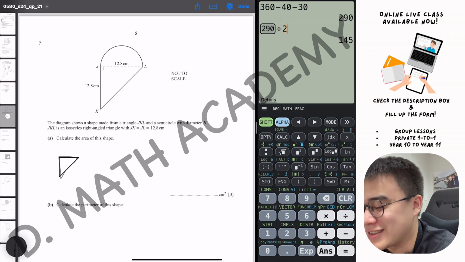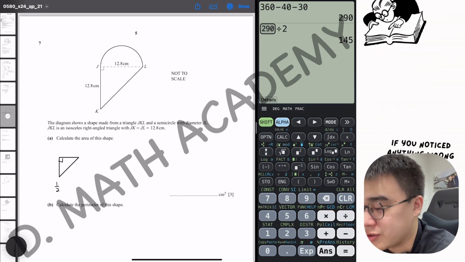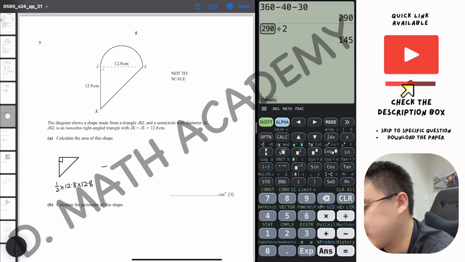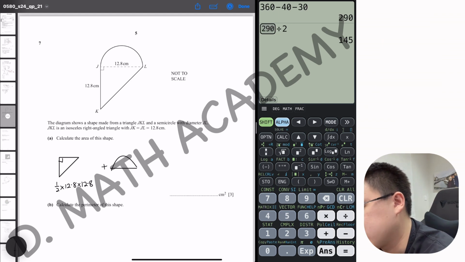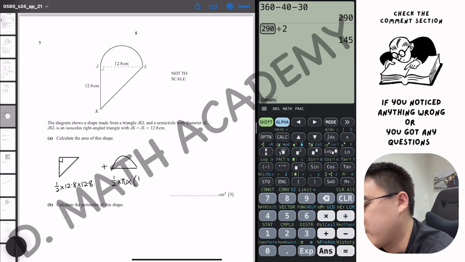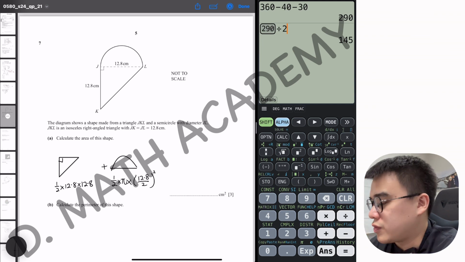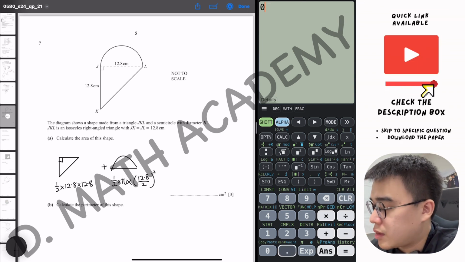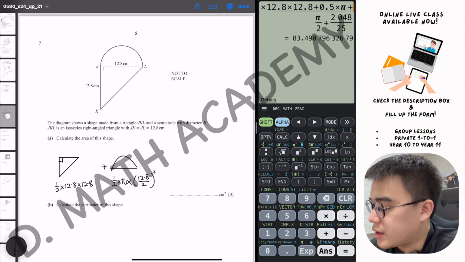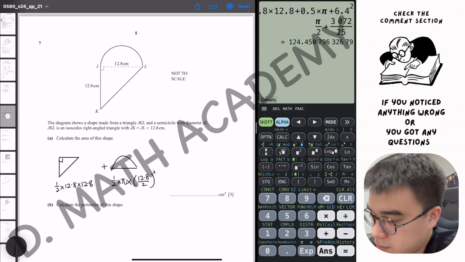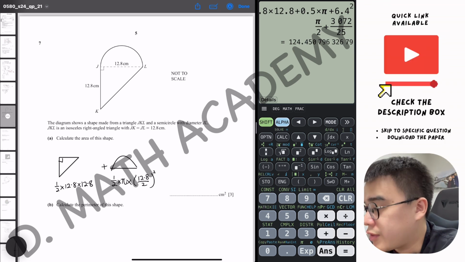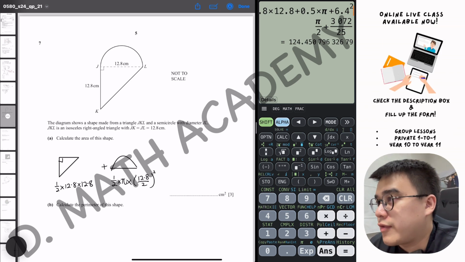Okay, it's a right angle triangle that makes the area half times 12.8 times 12.8. And then you have a semicircle that the formula goes by half pi r squared. The r squared is a little bit special. It's actually half of our 12.8. So with that, try to add them up. It should be pretty much accurate with the pi and 6.4 squared. Yeah, it should be correct. So the answer turns out to be 124.45.